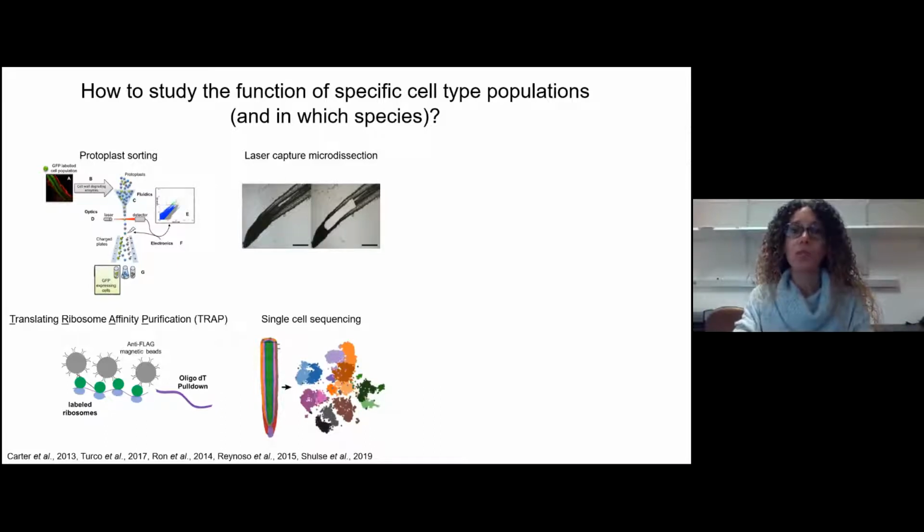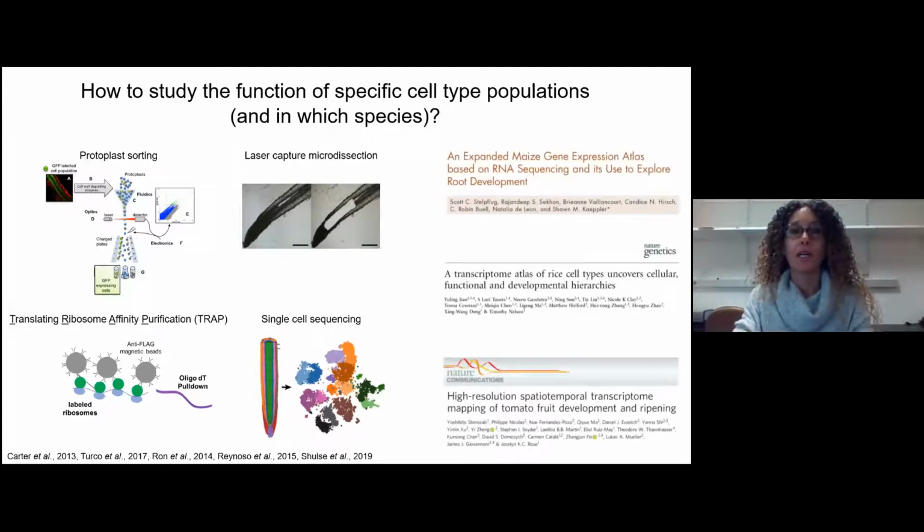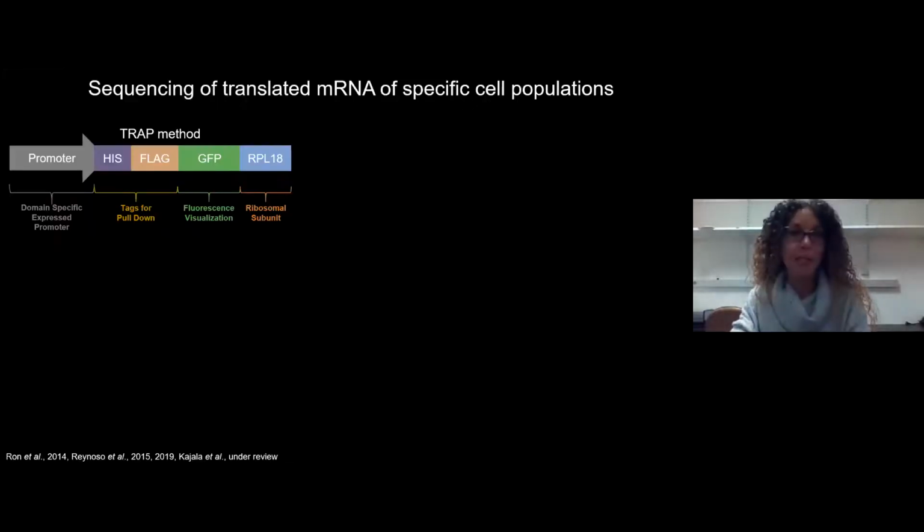Most of this work was done in Arabidopsis root, but in the past year, these methods were applied to different organs and species, including maize, rice, tomato, and sorghum. In our Atlas project, our group utilized the TRAP method, which is considered a proxy for translation.